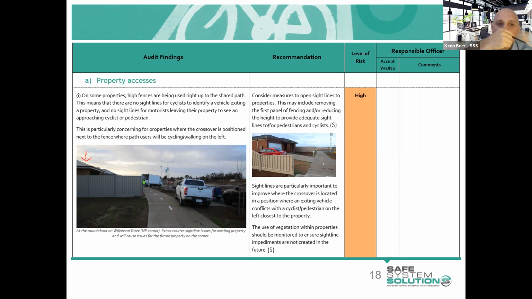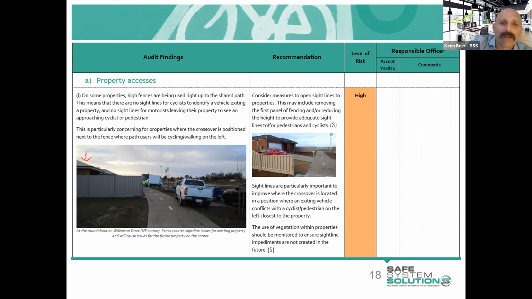So what we've got is a point where there's really no sight distance for either the cyclist or the reversing or forward-facing car coming out of the garage there, and we could have an incident. So you can see there the audit finding written up. I won't read it all in detail, but it's describing that issue.